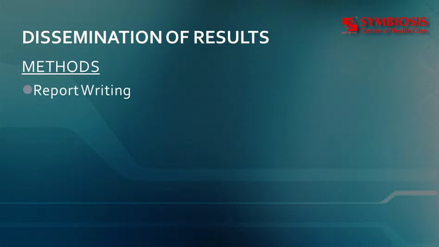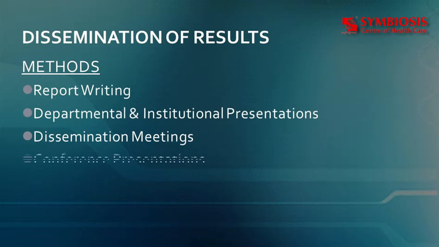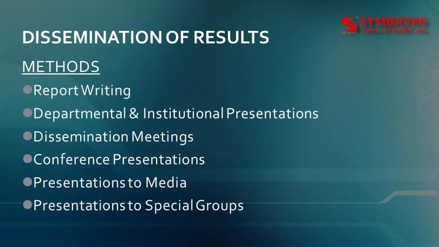and then at the end of that, what you need to do is plan for the dissemination of the research findings. And for the dissemination of the findings, you have to write papers. However, there are several ways that you can disseminate the findings of your study. You can write a report, you can have departmental and institutional presentations, you can also participate in dissemination meetings, you can go to conferences and make presentations of the findings that you have generated through the research. You also at times like to make a presentation to the media, and to special groups who are important and key stakeholders of the process.